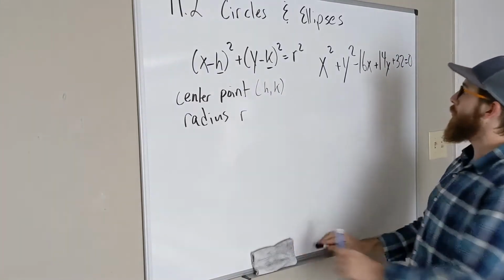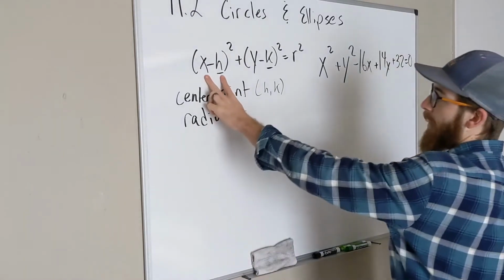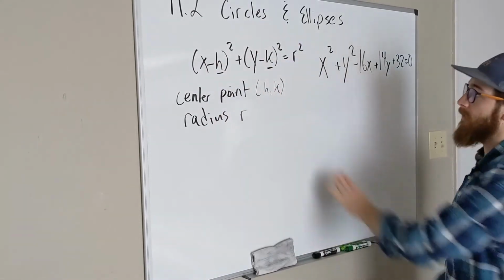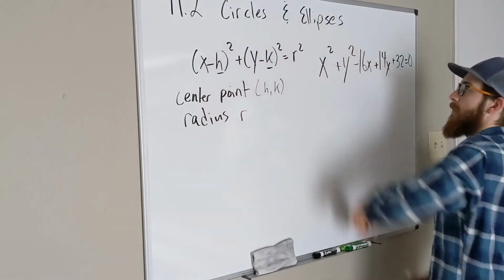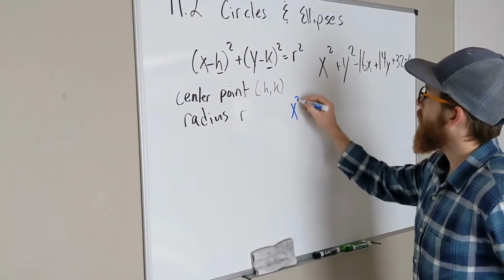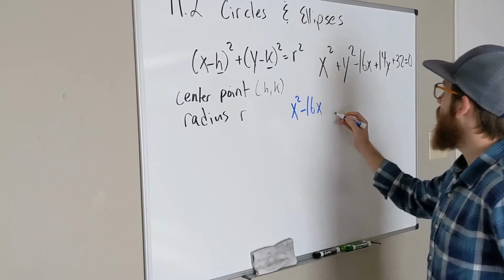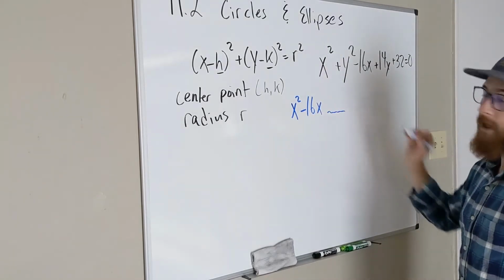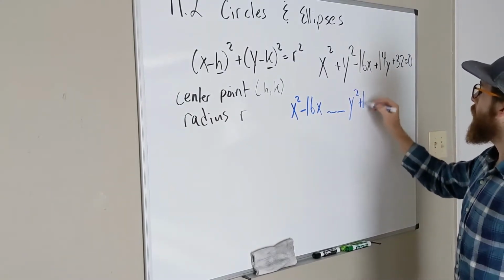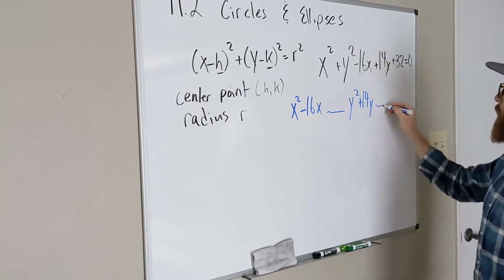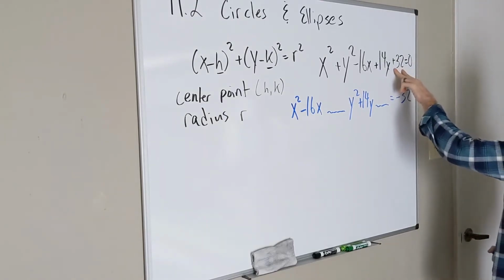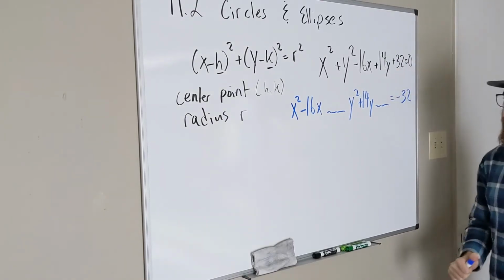Okay, now I have to do some things first. First, I'm going to write it like this. I'm going to try to get the x's by themselves, the y's by themselves, and all the other information on the other side. Okay, so here's an x and here's an x. So I'm going to write those down first. X squared minus 16x. I'm going to give myself some space, and I'll make clear why I did that in a minute. Y squared plus 14y, some space, equals negative 32. And the negative 32 comes from me subtracting 32 to the other side.